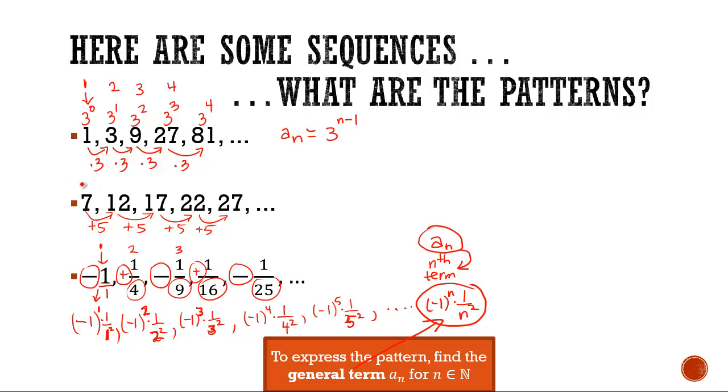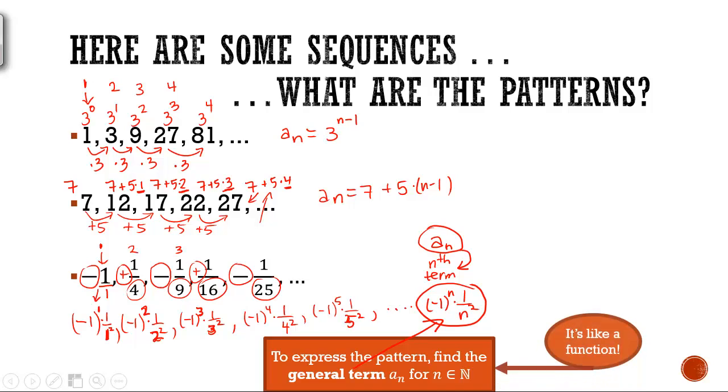What about here? Well, this was 7, and then 7 plus 5, and then 7 plus 5 times 2, and then 7 plus 5 times 3, and then 7 plus 5 times 4. No, 7 plus 5 times 4 was the fifth term. So notice this changing number is always 1 less than the term number. So the nth term would then be 7 plus 5 times, not n, but 1 less than n because of the pattern here. So those are examples of general terms.